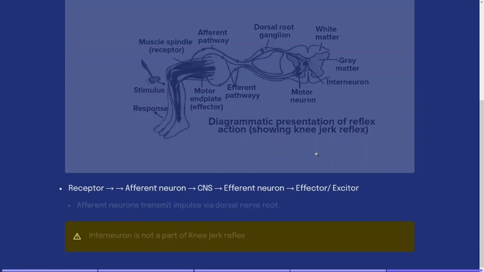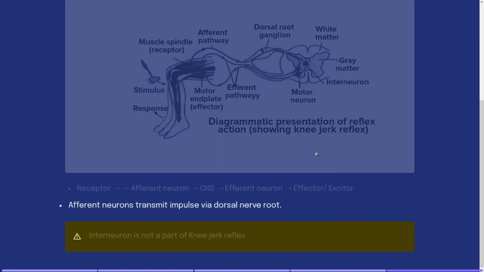So receptor, afferent neuron, CNS, efferent neuron, effector muscle. The afferent neuron transmits impulse via dorsal nerve root. Interneuron is not a part of knee-jerk reflexes. This covers the basic first part of the human neural system in NCERT. In the next part, we will go over the human brain and spinal cord.